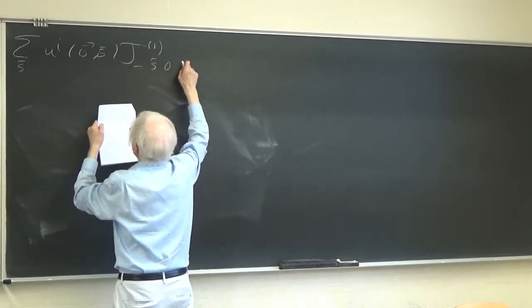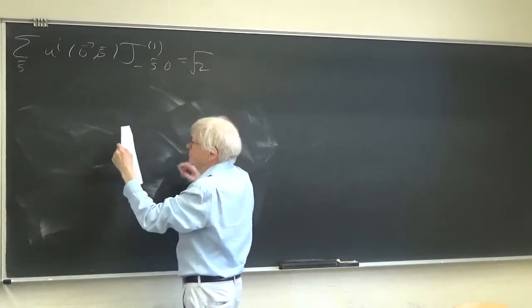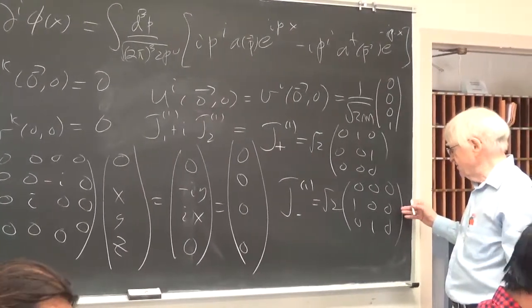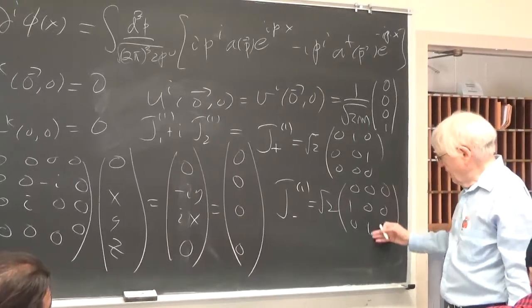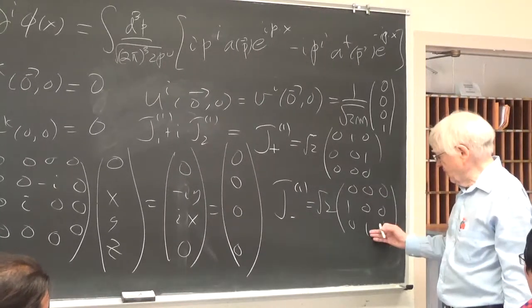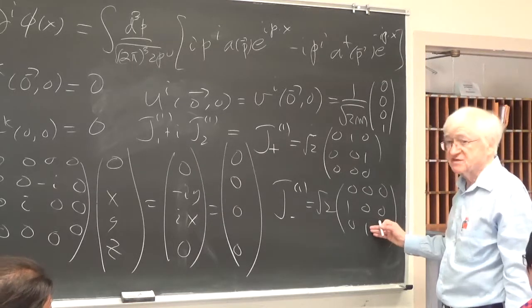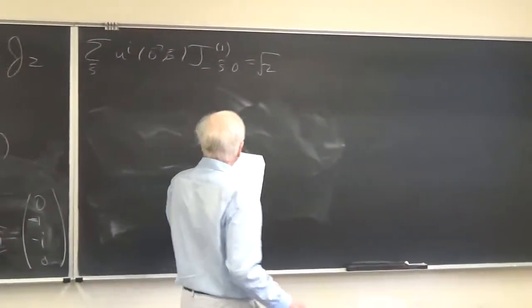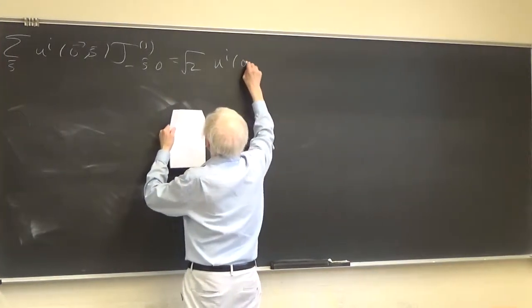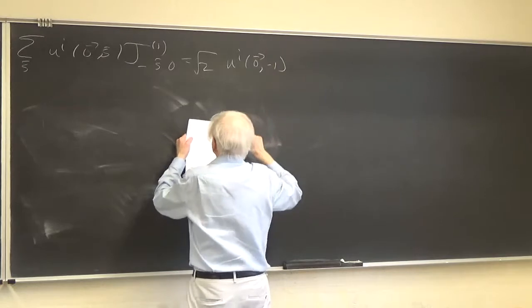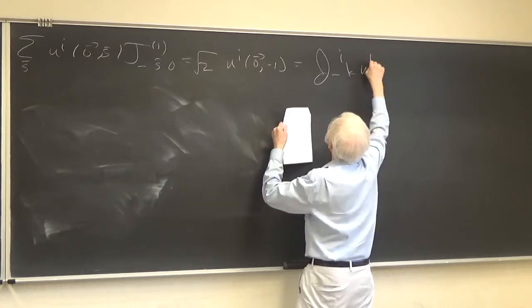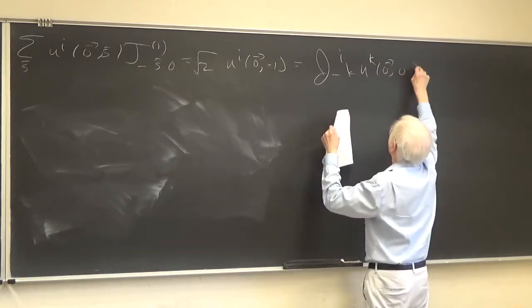1 S bar 0. And for the same reasons before, well, let's actually do it. J minus, where we now go to S equal to 0, which just means we're dealing with, again, the middle column. But now the only one that's non-zero is the last one, which is minus 1. And so this gives us root 2 UI of 0 minus 1, and this is script J minus IK UK of 0, 0.